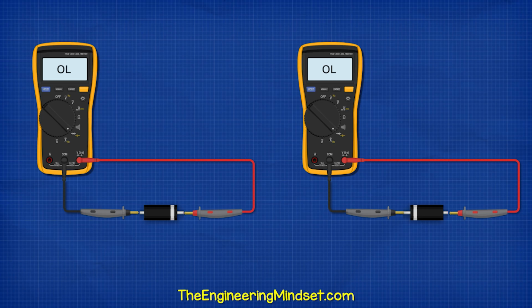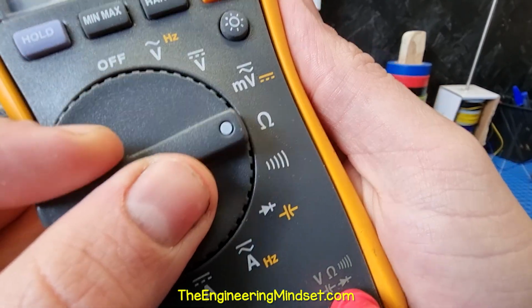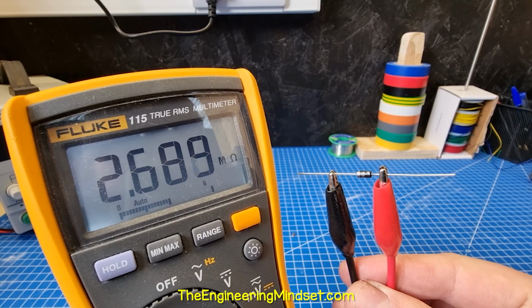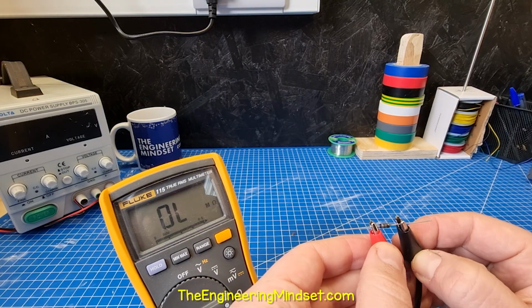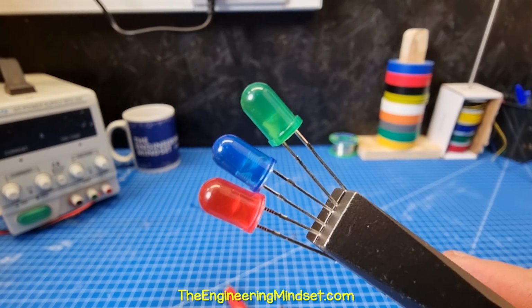If OL displays on both orientations, or a reading of around 0.4 appears in both directions, then the diode is faulty and needs replacing. We can also check diodes with the resistance function. We should see a value of between 1 kiloohm to 10 megaohms, and reversing the connections, we should just see OL.